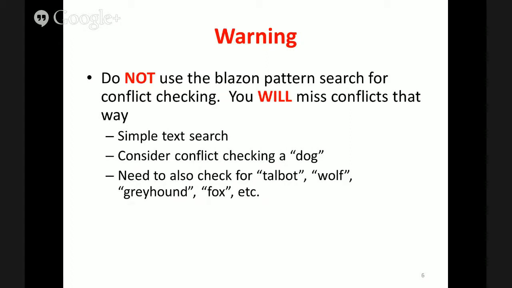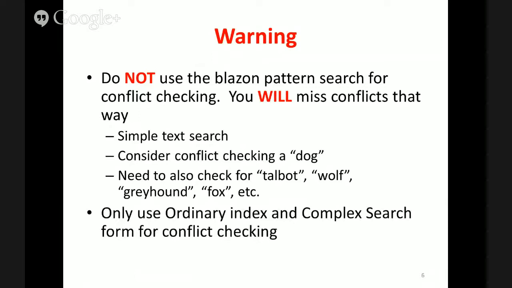I actually sat there the other day because I had a conversation with someone and tried to come up with something that doesn't have synonyms that should work, and the only thing I can come up with is a bend, because the diminutive is bendlets, so searching for the word bend will still get you the bendlets probably. So don't use it. It has uses, and we'll see why we use the blazon pattern form, but not for conflict checking directly. The only two ways to check for conflict are the ordinary index and the complex search form. Those are the only two methods that will give you good results.